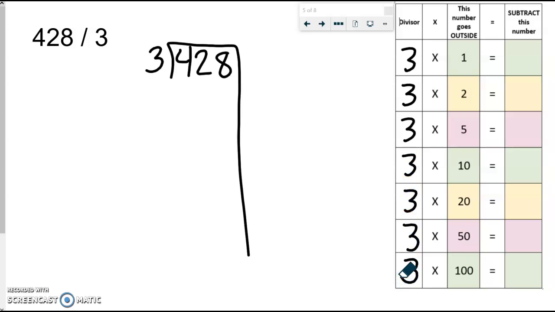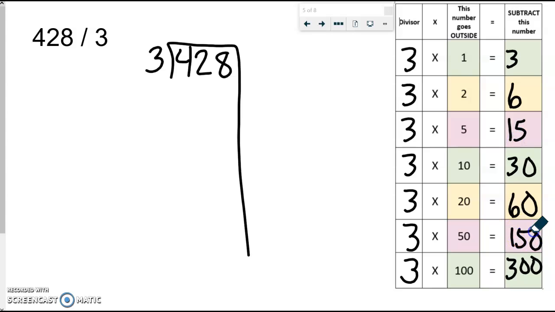And we're going to use that color coding to help us out. 3 times 1 is 3, so 3 times 10 is 3 with a 0. And 3 times 100 is a 3 with 2 zeros. 3 times 2 gives us 6, so 3 times 20 gives us 60. 3 times 5 is 15, so 3 times 50 is 15 with a 0 on the end, or 150.